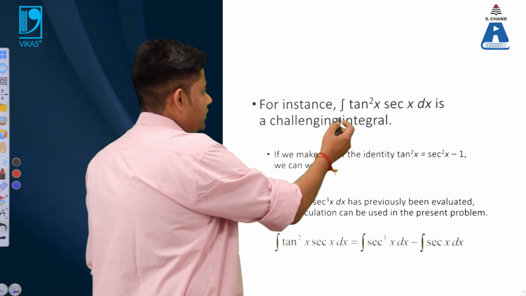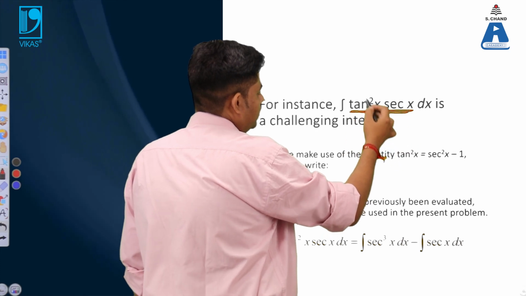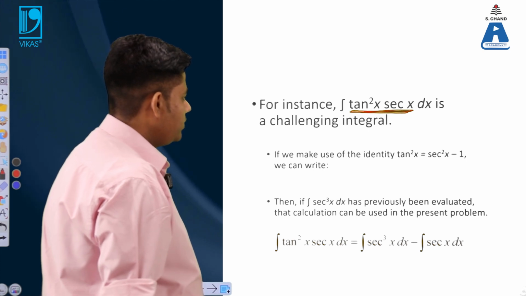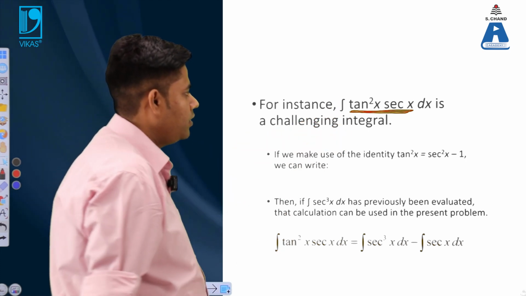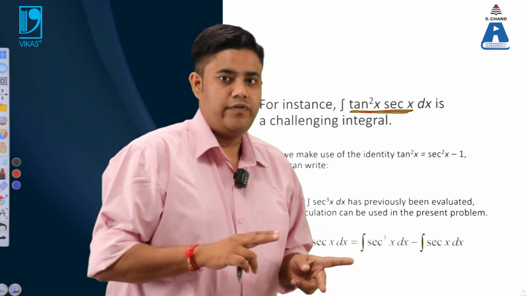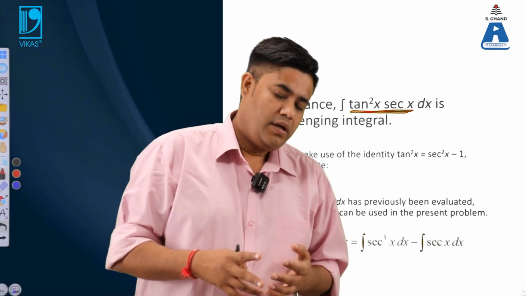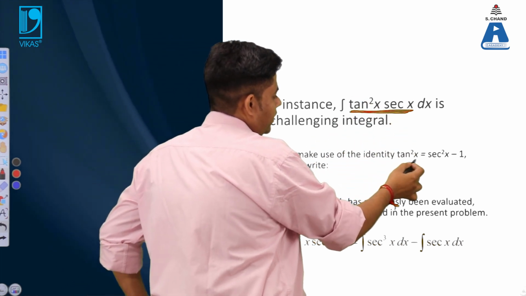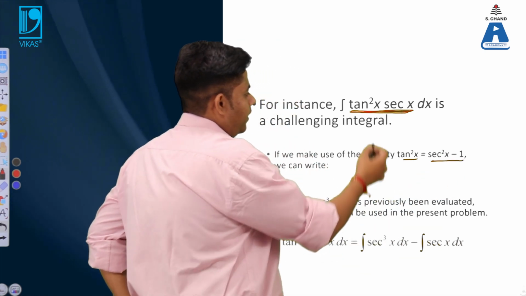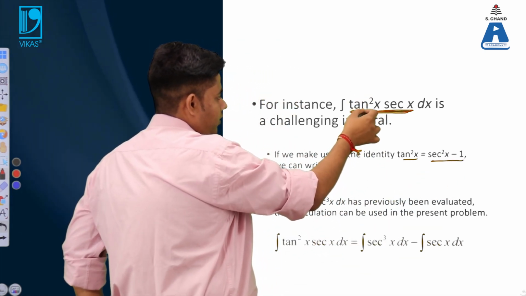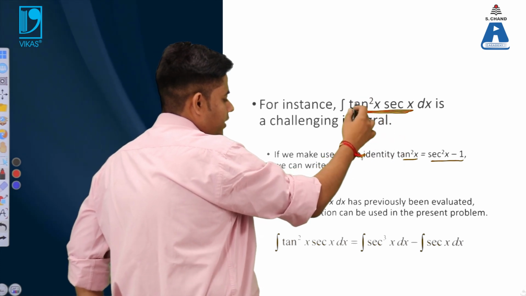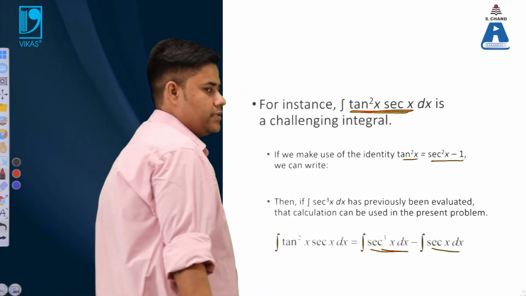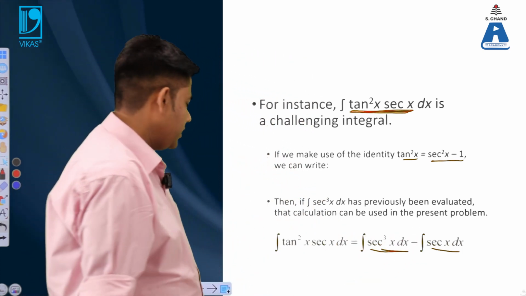Let's say for an instance we have this integral to be solved, tan square x sec x dx. That would be a challenging integral because we don't have a product formula, and both of them are trigonometric functions. How to solve it? We replace tan square x by the formula sec square x minus 1. When I replace this with sec square x minus 1 and multiply sec x with it, I'll get sec cube x minus sec x, and then I can integrate it easily with the help of the general formula that is already there.